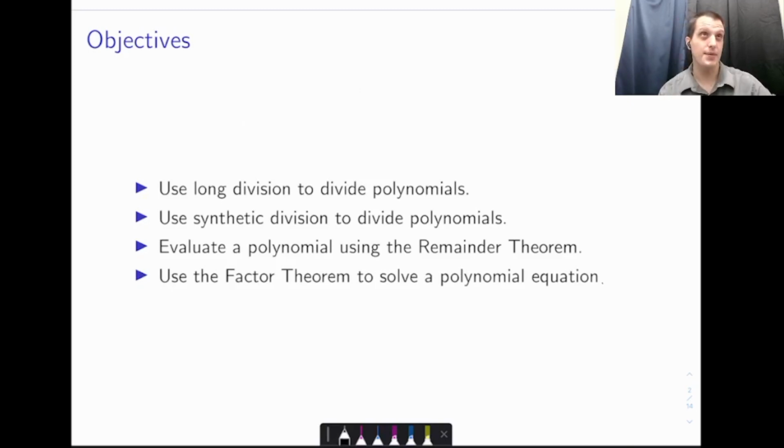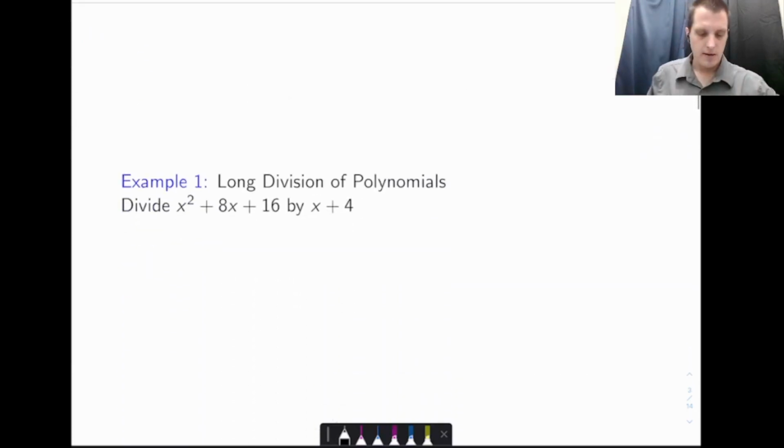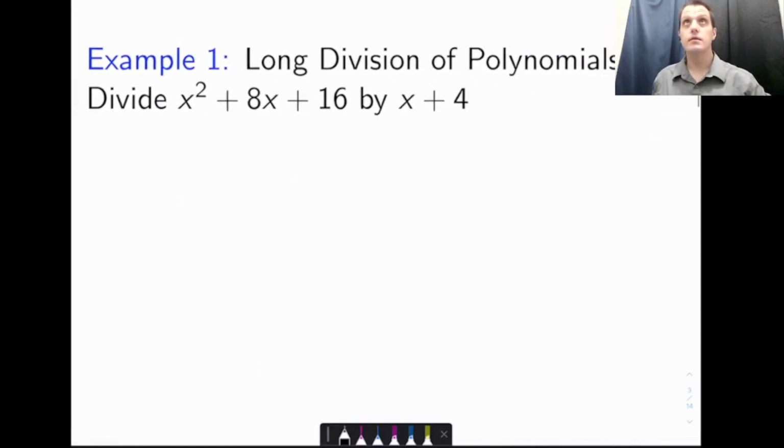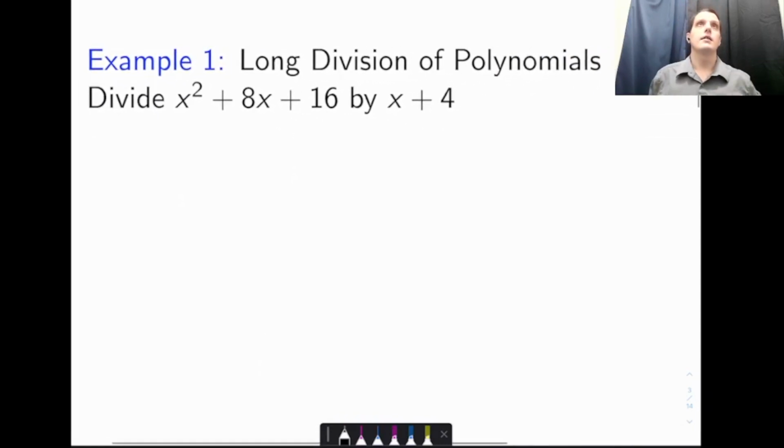All right, so if we can get past this first bullet point, the rest of this is going to be fairly simple. Okay, so here we're going to have a long division of polynomials. We're going to be dividing a polynomial by a binomial in this case. And I'm going to remind us real fast of long division.